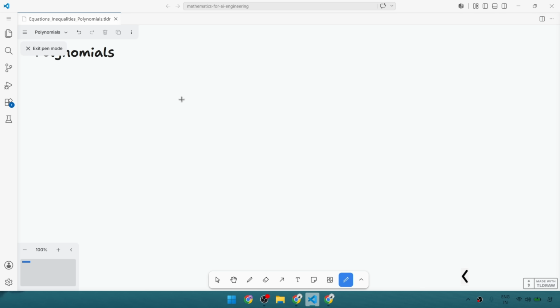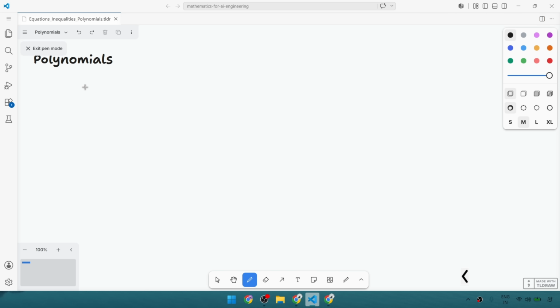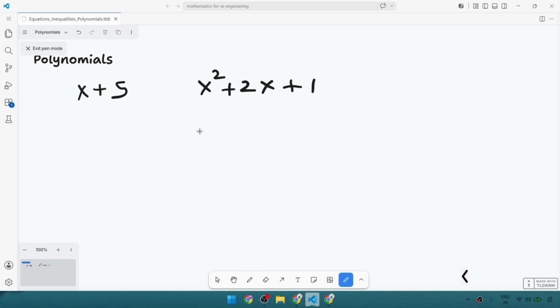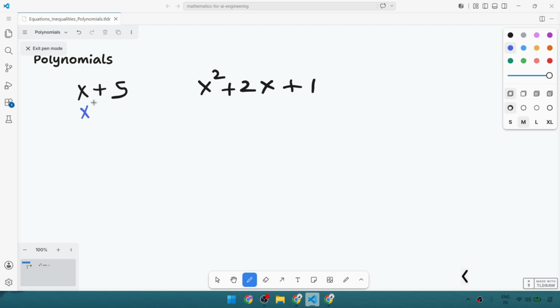Let me open a new page for the polynomials. Here we have an example which is x plus 5. So this is a polynomial. We have one more example which is x square plus 2x plus 1. This is also a polynomial. I just told you that a polynomial is an algebraic expression made up of variables, constants, coefficients and exponents or powers. But in this example, where is the power? Here we are just seeing x. But this x can be written as x to the power 1. Anything to the power 1 is that thing itself, so x to the power 1 is going to be x. That's why you can consider x to the power 1 here.